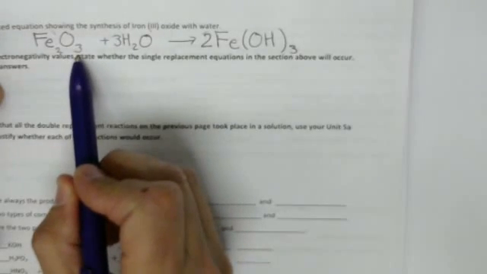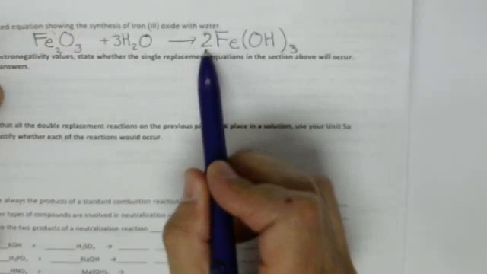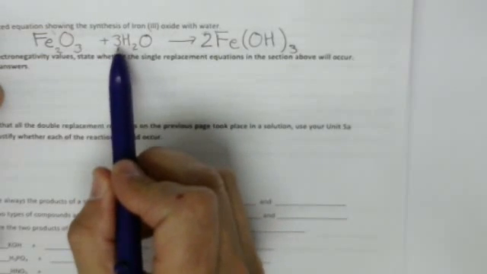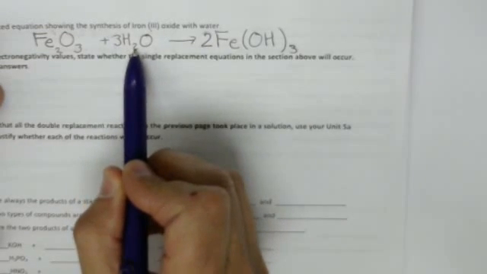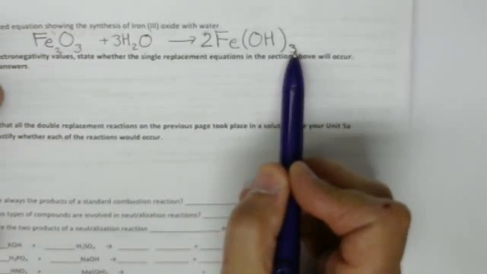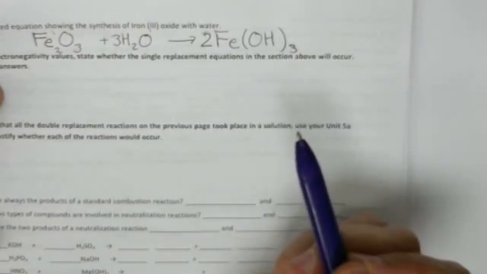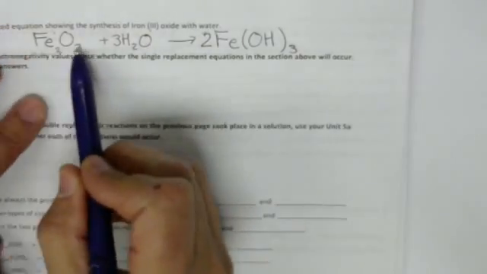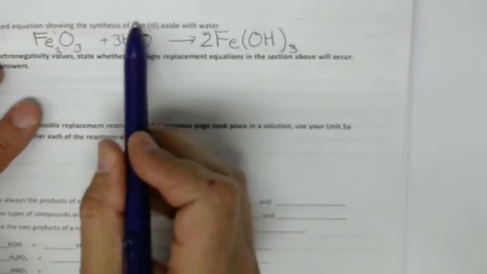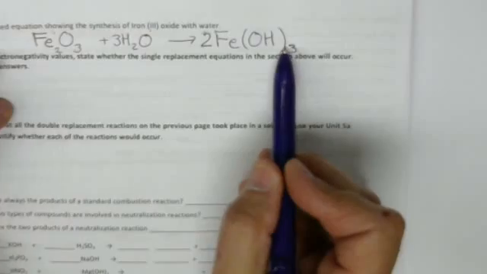So now we have 1, 2, 3 O's plus 3 O's. That's 6. So there's 6 there. Let's check our H's. We have 3 times 2, that's 6 there, and we're all good. There's our balanced equation, a synthesis, where we take this metal oxide plus a water, and we get a metal hydroxide.